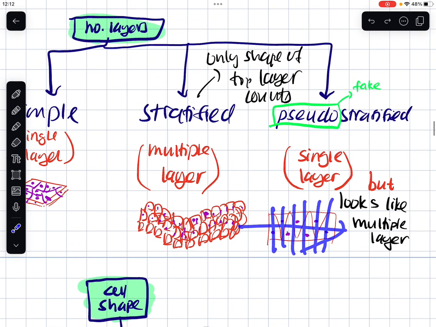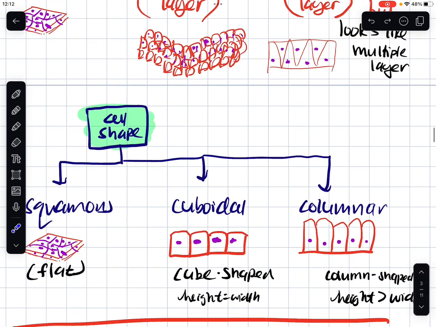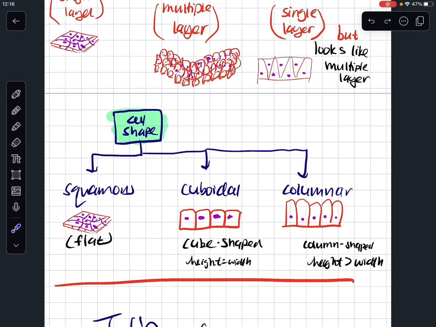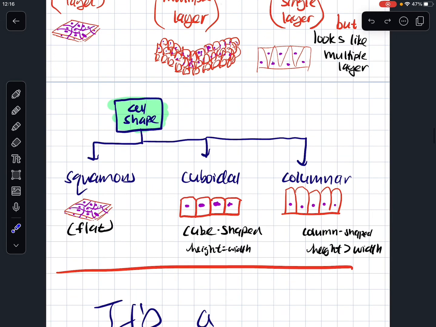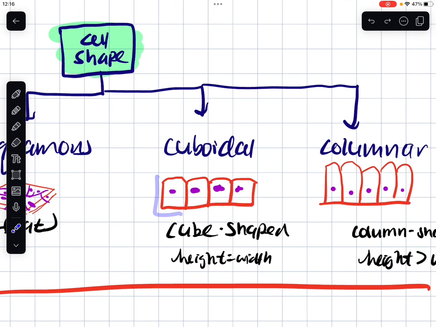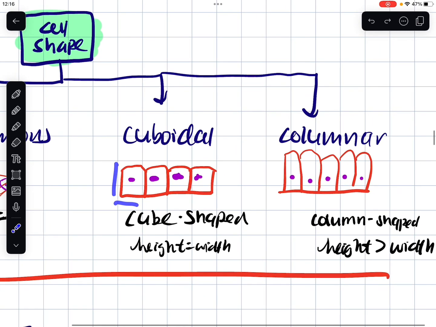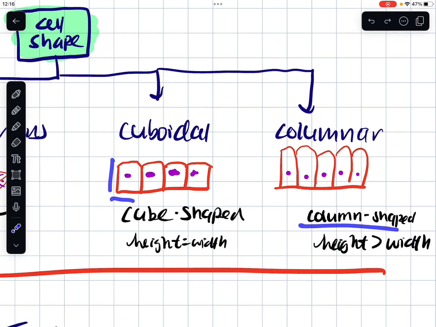So now that we have the number of layers aside, let's move on to the cell shape. Squamous cell basically refers to a cell that has been squashed flat, as in the case of this image. If it's a cuboidal cell, it basically means it is a cube shape, so the cell is as tall as it is wide. If it's a columnar cell, it is column shaped, so it's taller than it is wide.